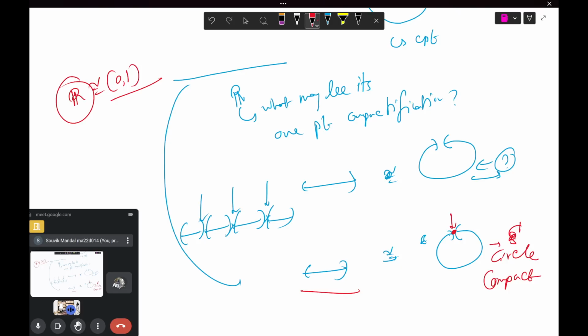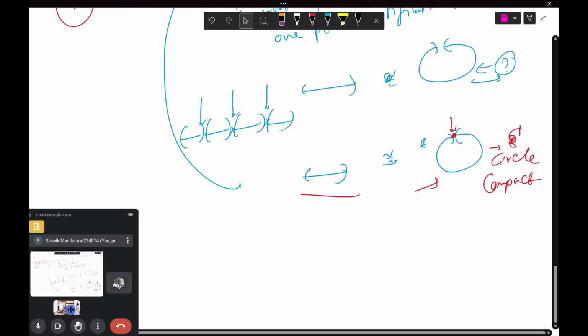Okay, so one thing is that, I mean, this is the intuitive guess, but rigorously we need to prove this: the one point compactification of the real line is a circle. But this case is telling what is the possibility. Okay, we will come to that soon. So first, solve some problems.